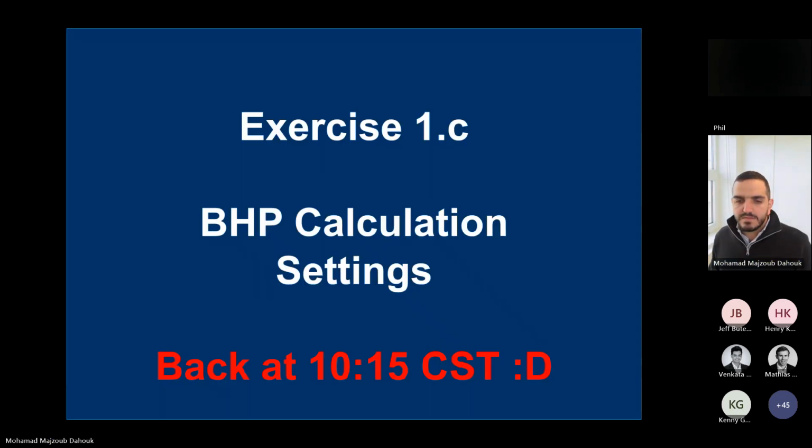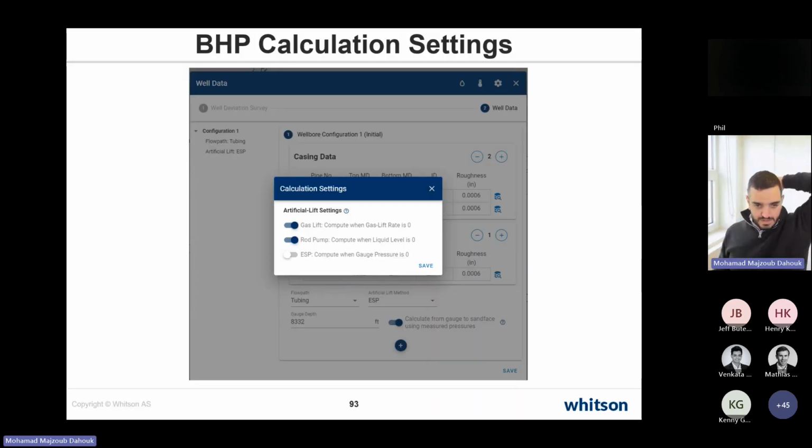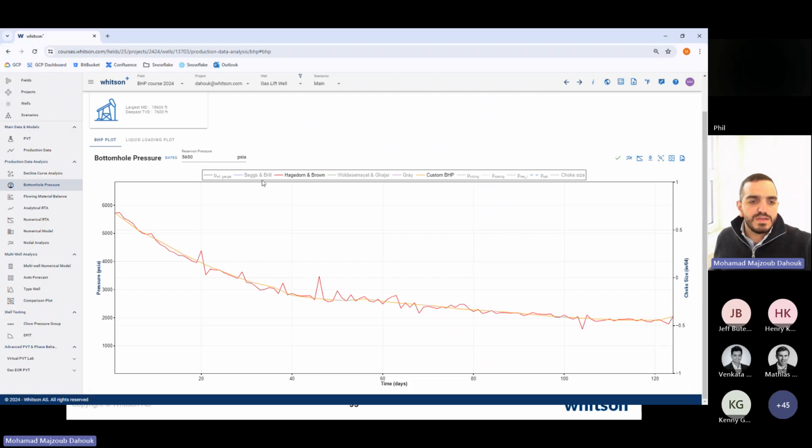Let's see. Get back here. Okay. So one small thing I wanted to show you all here is basically these BHP calculation settings, and those were implemented at the request of Diamondback and a couple of operators that wanted to have this option. And what this means is, I'll try to exemplify it here.